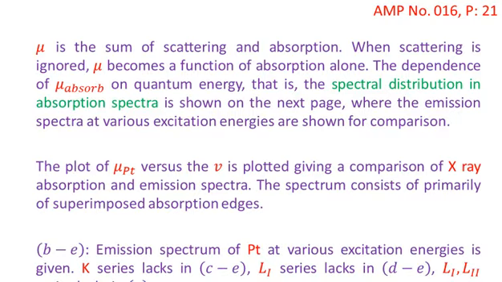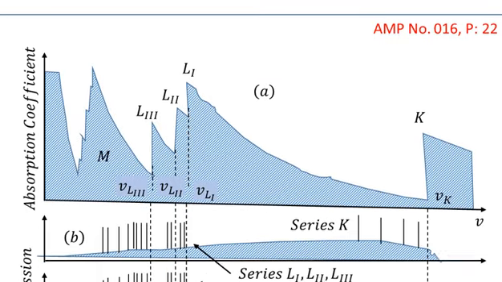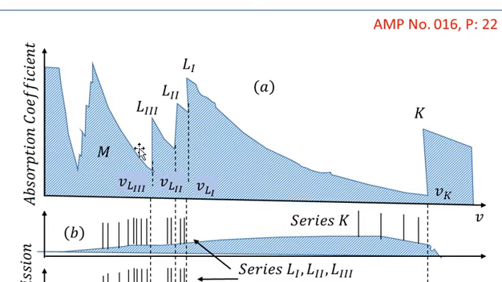So let me show you the figure giving you the spectral distribution of absorption spectra. This is the figure. At the top, I have the absorption spectra shown in A, and here I have shown different M edges. These are the M edges. I have also shown the L edges. 3 L edges I have shown: L3, L2, L1.